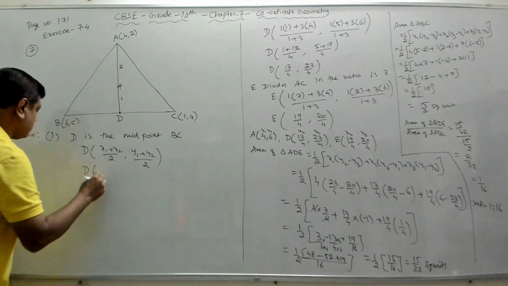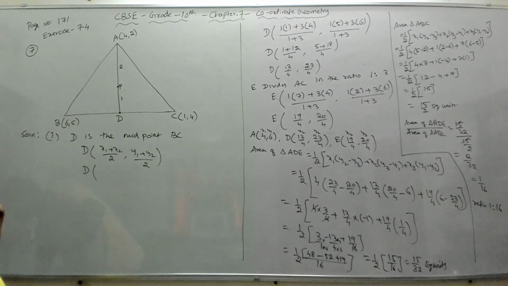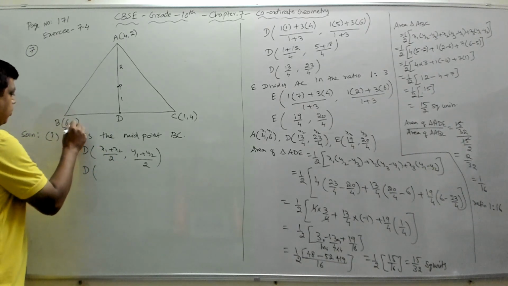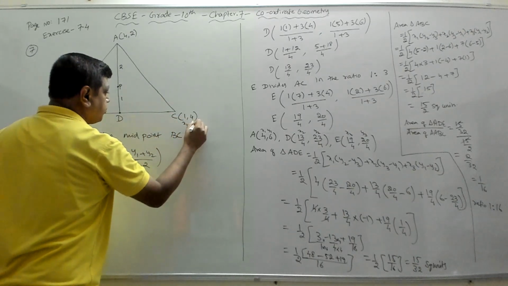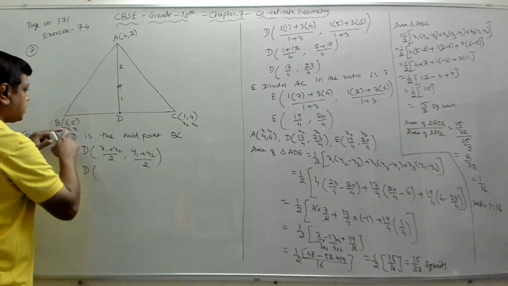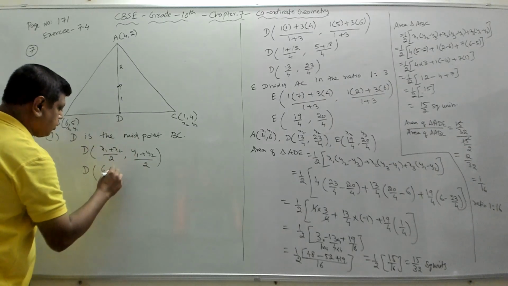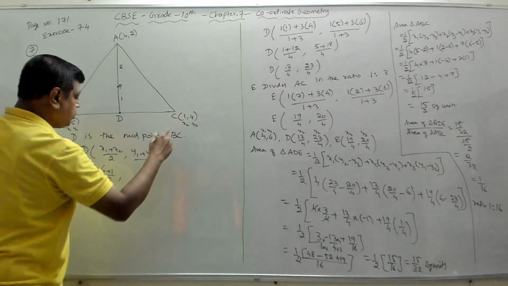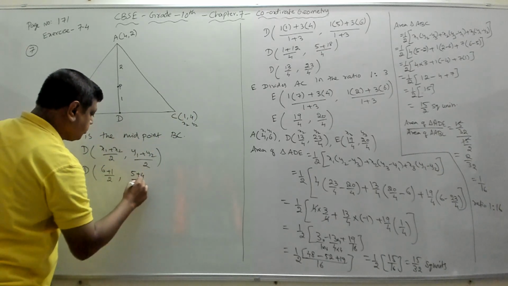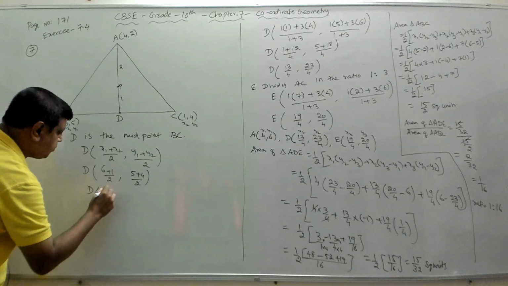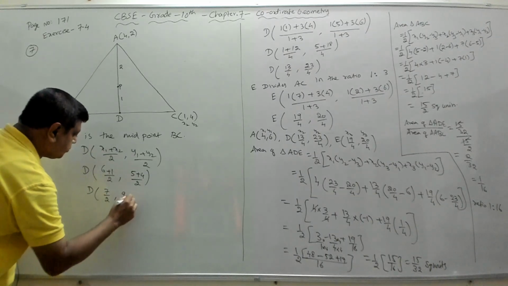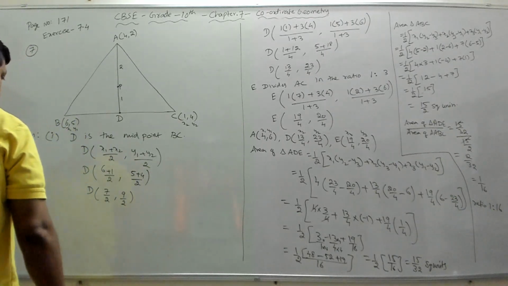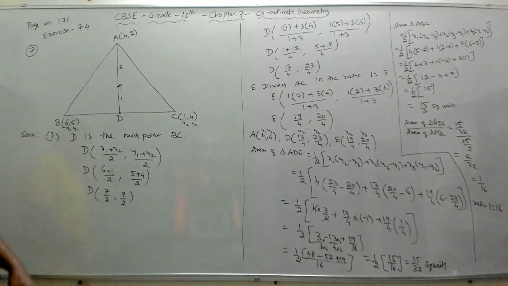So if you use the midpoint formula, we can take this as x1, y1 and x2, y2. Now (x1 plus x2) by 2 is (6 plus 1) by 2, comma (y1 plus y2) by 2. y1 is 5, y2 is 4, so (5 plus 4) by 2. So you get D as (7 by 2, 9 by 2). So this is your point D, which is the midpoint of B and C.